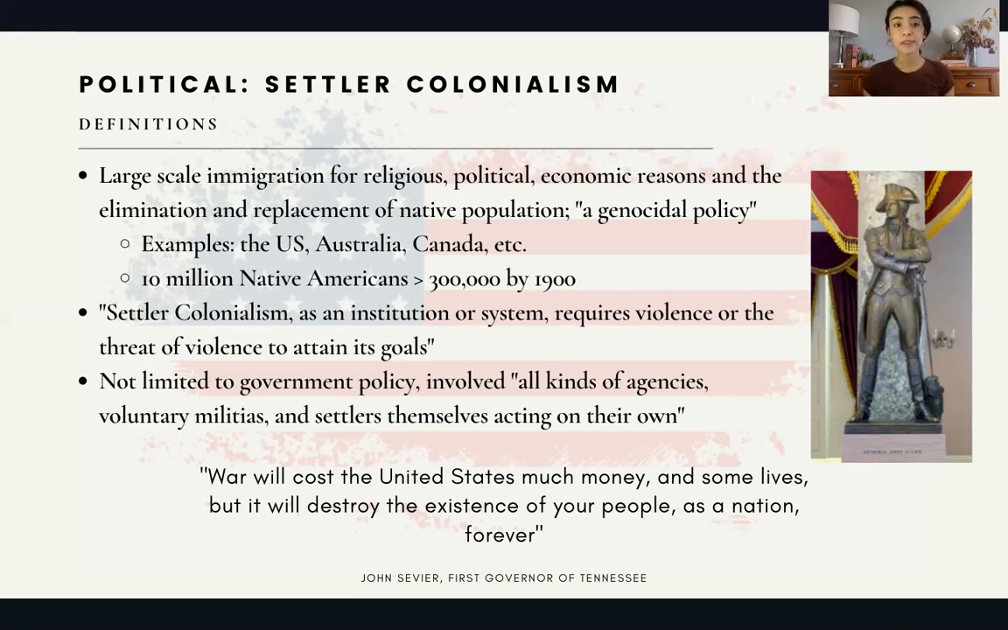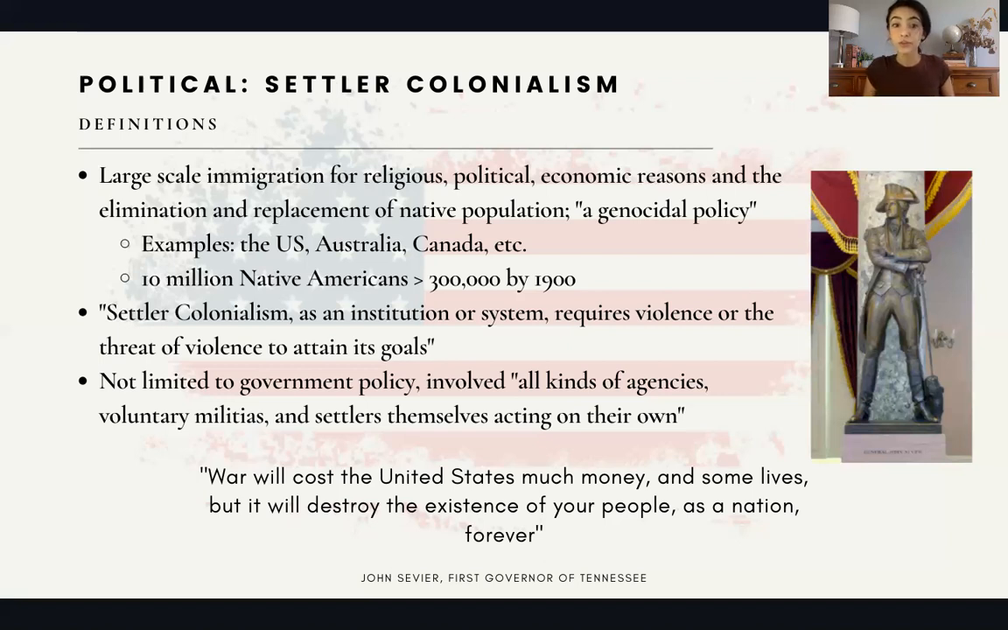She also describes settler colonialism as an institution or system that requires violence or the threat of violence to attain its goals. And this is carried out through not just governmental policy, but all kinds of agencies, voluntary militias, and the settlers themselves acting on their own.